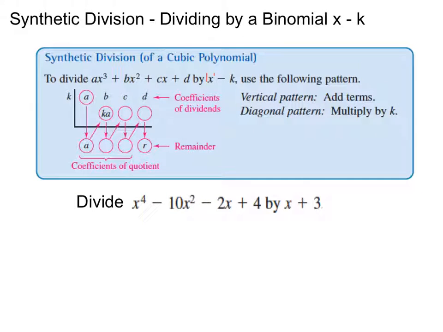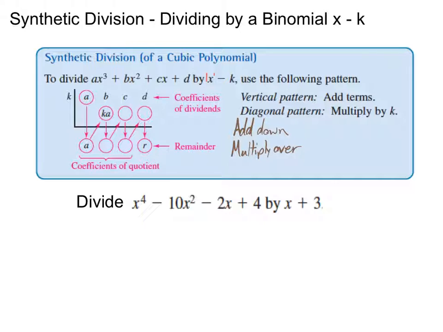So we have a basic procedure here that if you keep this in mind, it really makes it easy. You have here a vertical pattern, diagonal pattern that they mention here. I like to just kind of summarize this like this. We're going to add down, and we're going to multiply over. Add down and multiply over.